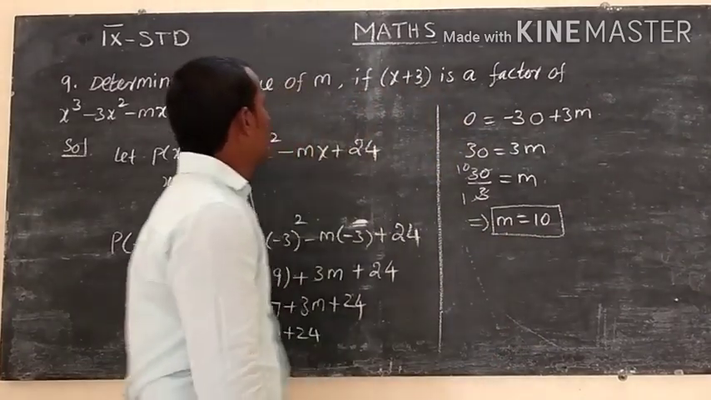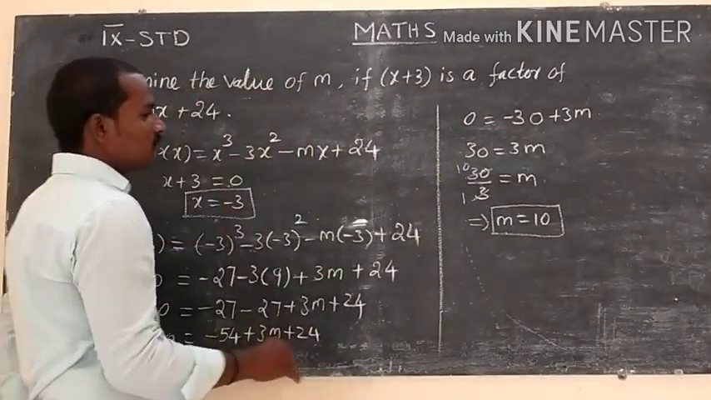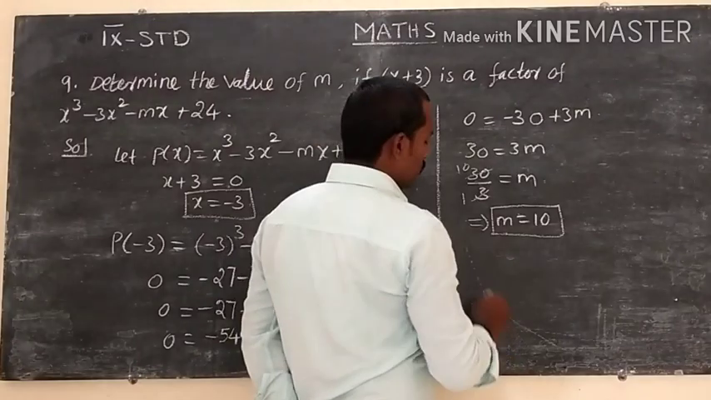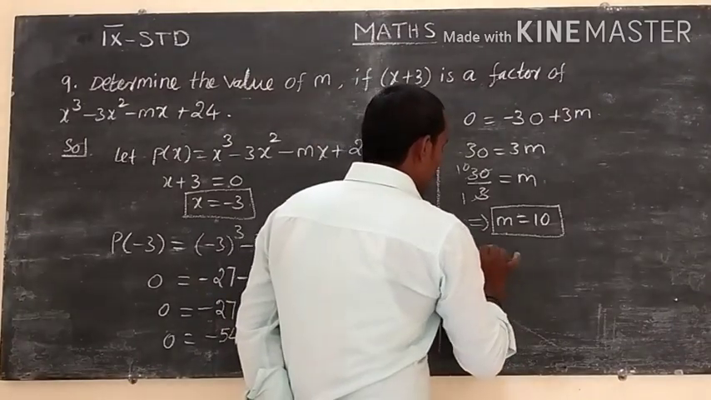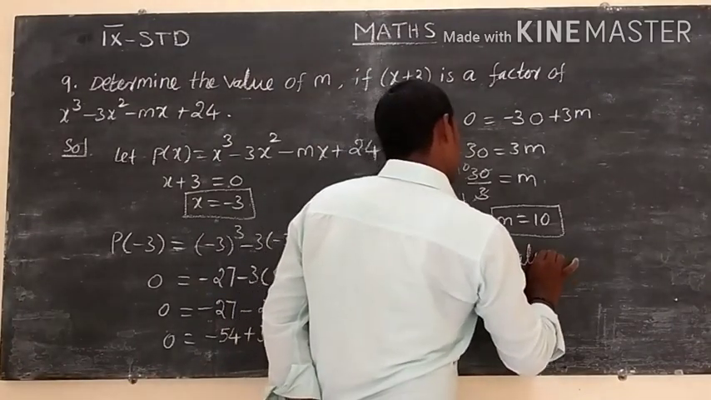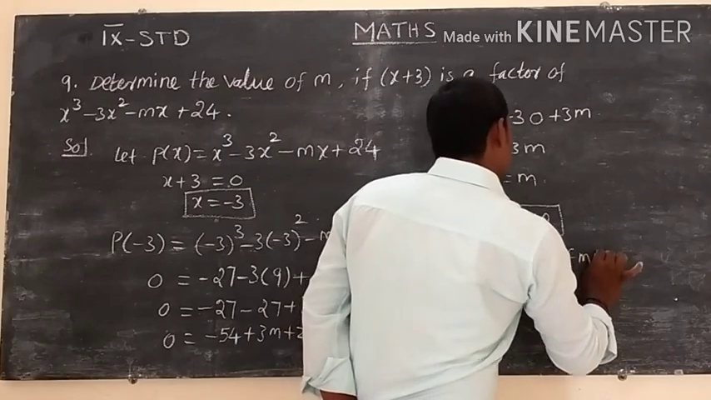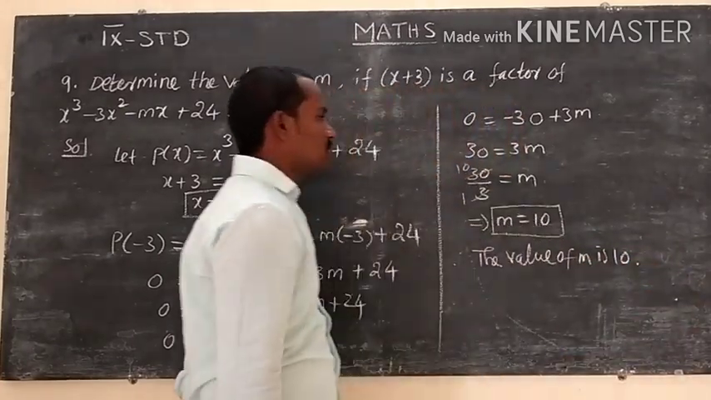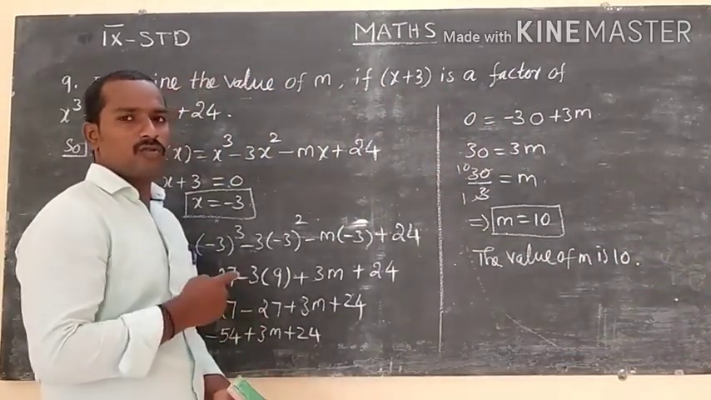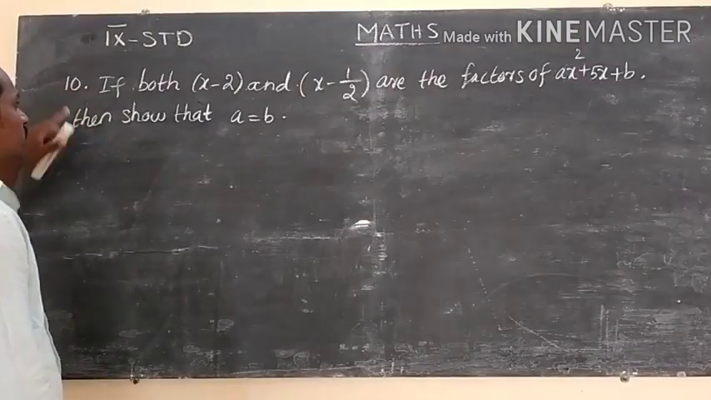The question is to determine the value of m. So we determine the value. Therefore, the value of m is 10. That's all your answer. Have you understood? Okay, next the 10th question.